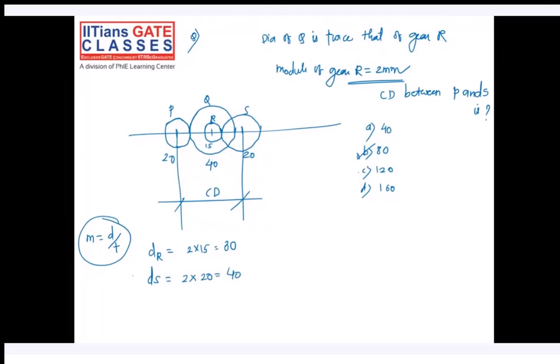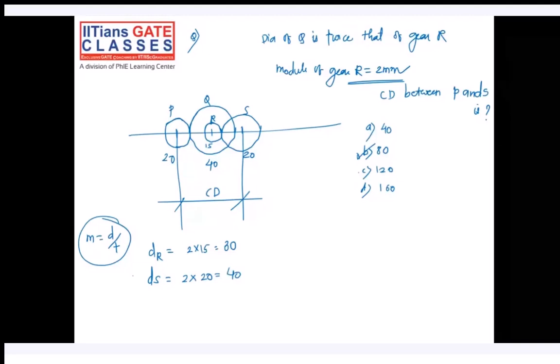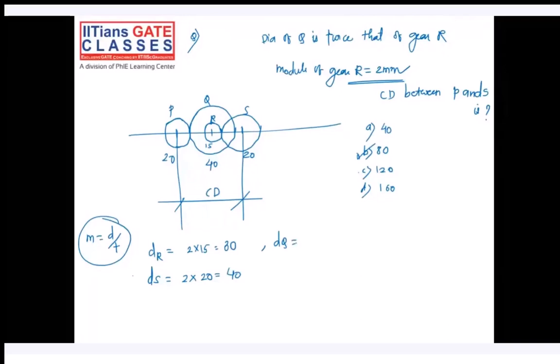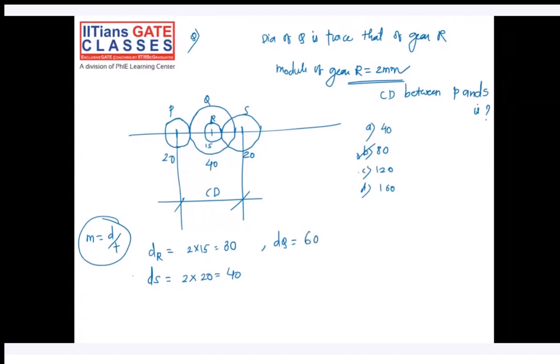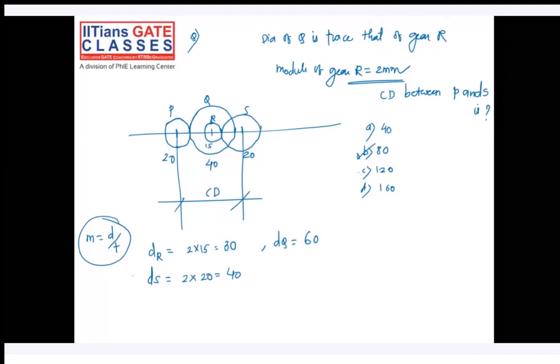You got the diameter of S and R. It's time to find the diameter of Q and P. They have given that the diameter of Q is twice that of R. So what is the diameter of Q? It will be 2 times the diameter of gear R, which is 2 times 30, which is 60. And whenever two gears are in mesh, their module has to be the same. So the module of gear P and the module of gear R are the same. Using that, the module of P has to be equal to the module of R.